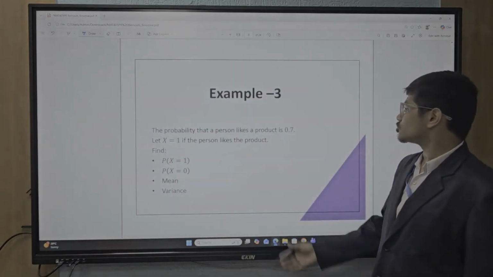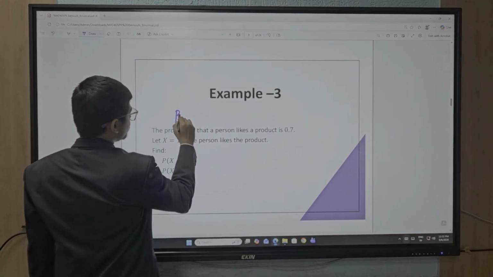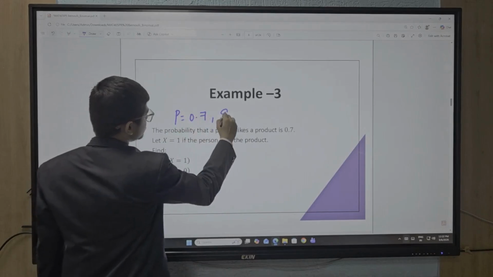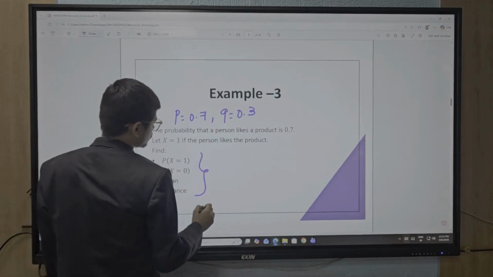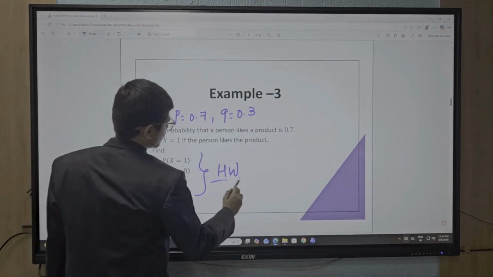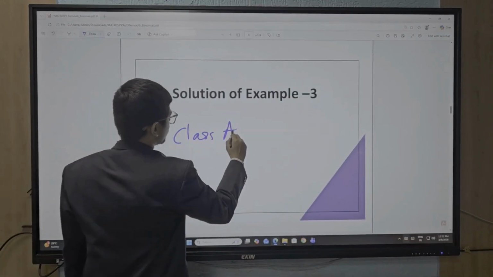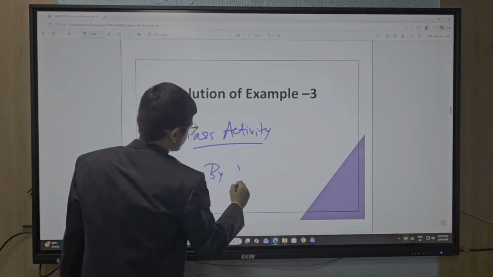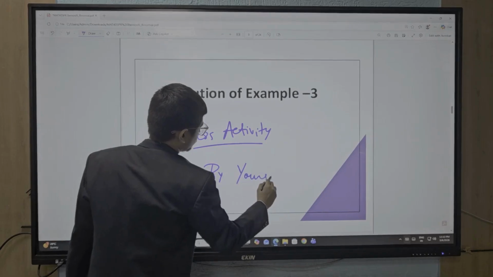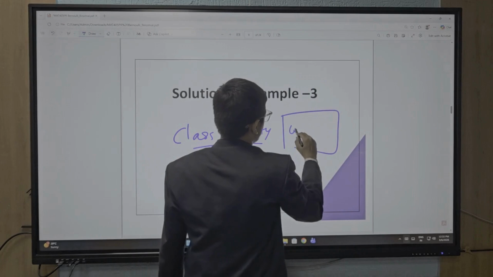Similarly, here p equal to 0.7, q equal to 0.3. So my dear students, this is your homework, not exactly homework, but your class activity. You can solve this by yourself. If you have any query or doubt, please feel free to comment.